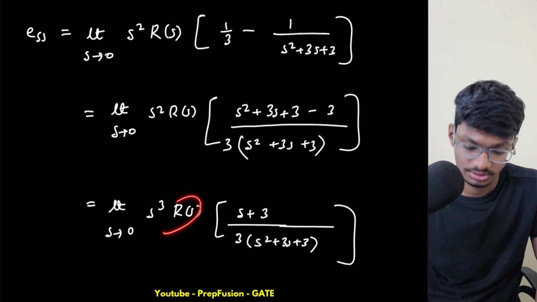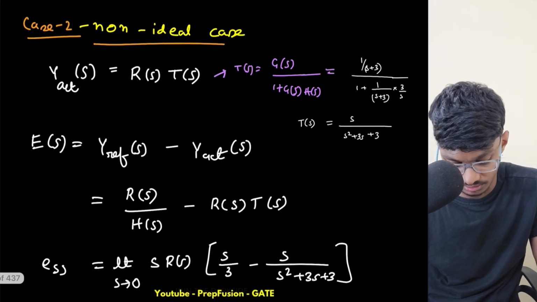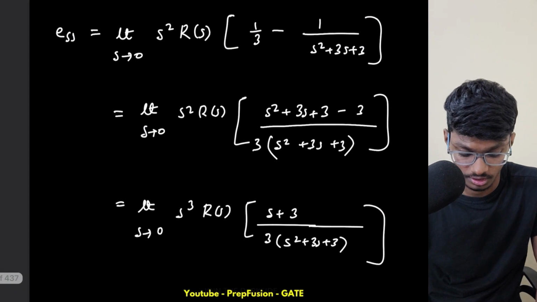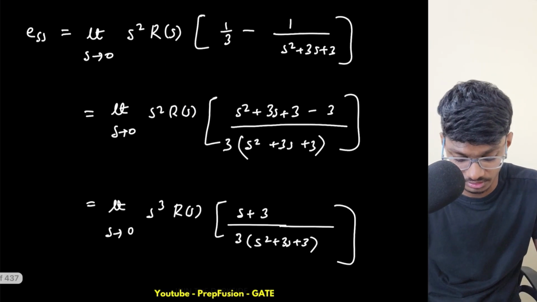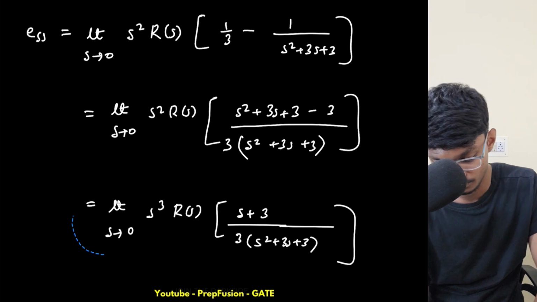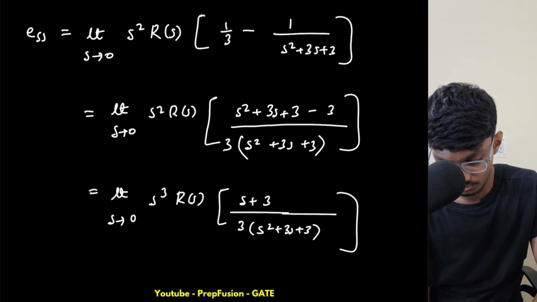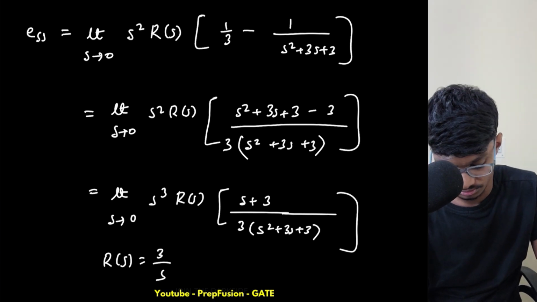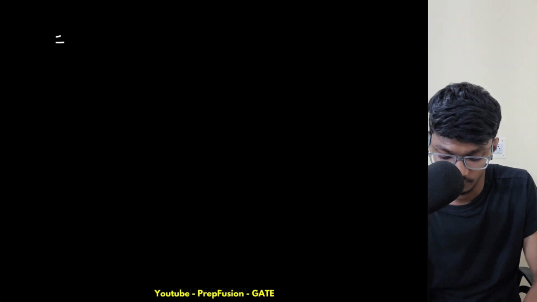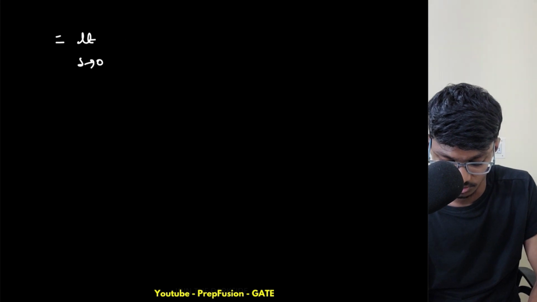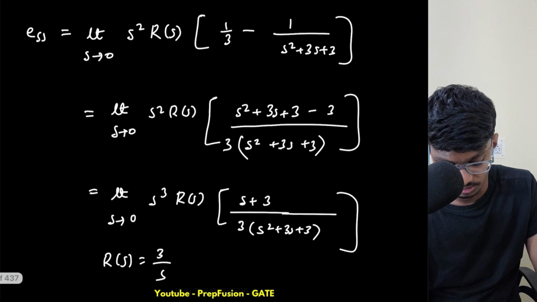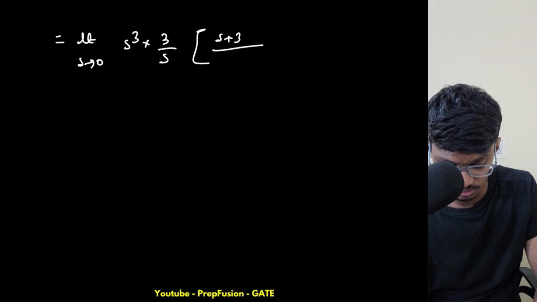So now, simply, what is my R of s? R of s is 3 u of t. So R of t is 3 u of t, so R of s will be 3 by s. So even if you put 0 here, limit as s tends to 0, s cube into 3 by s, and this is simply s plus 3 divided by 3.